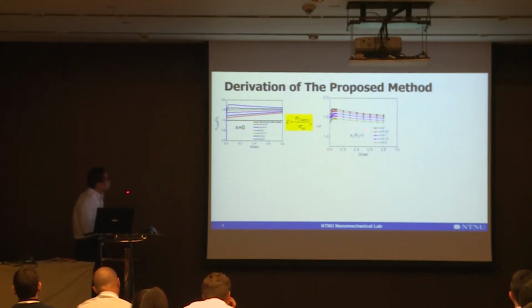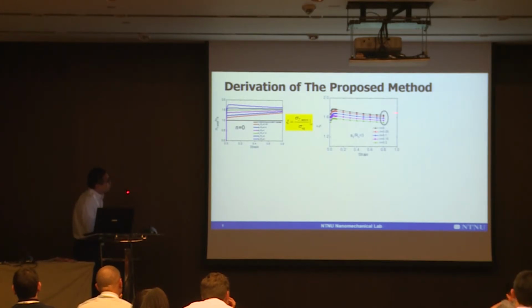And here, for the notch geometry with A0 over R0 equal to 3, the ratio is presented for all the hardening exponents we analyzed. And we can see that for these 5 curves, it has the same behavior.